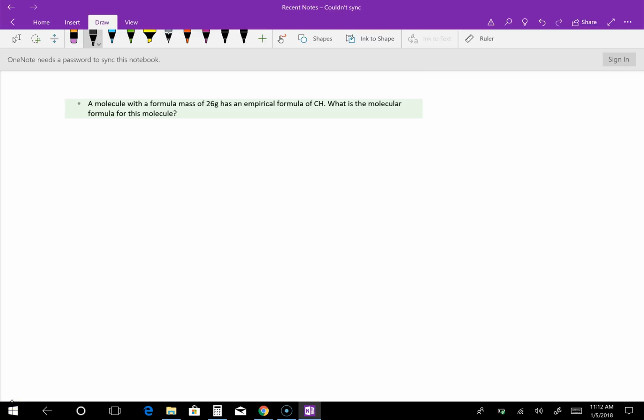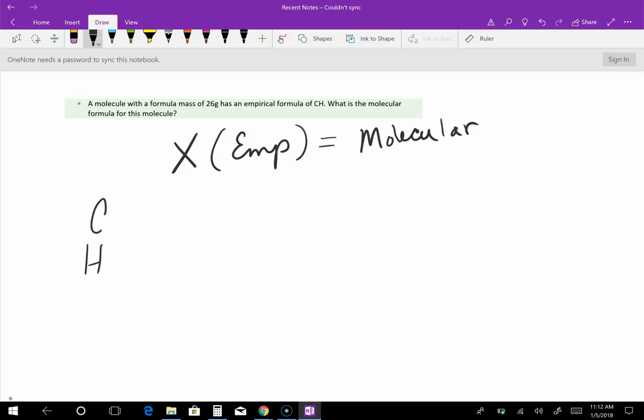Let's take a look at how we can apply this. Here's a problem. A molecule with a formula mass of 26 grams has an empirical formula of CH. What is the molecular formula? We will start with our formula: X times empirical equals molecular. Since we were given a mass for the molecular formula, we will have to use the empirical formula to calculate its mass and then use the ratio of the masses to solve for the X factor.